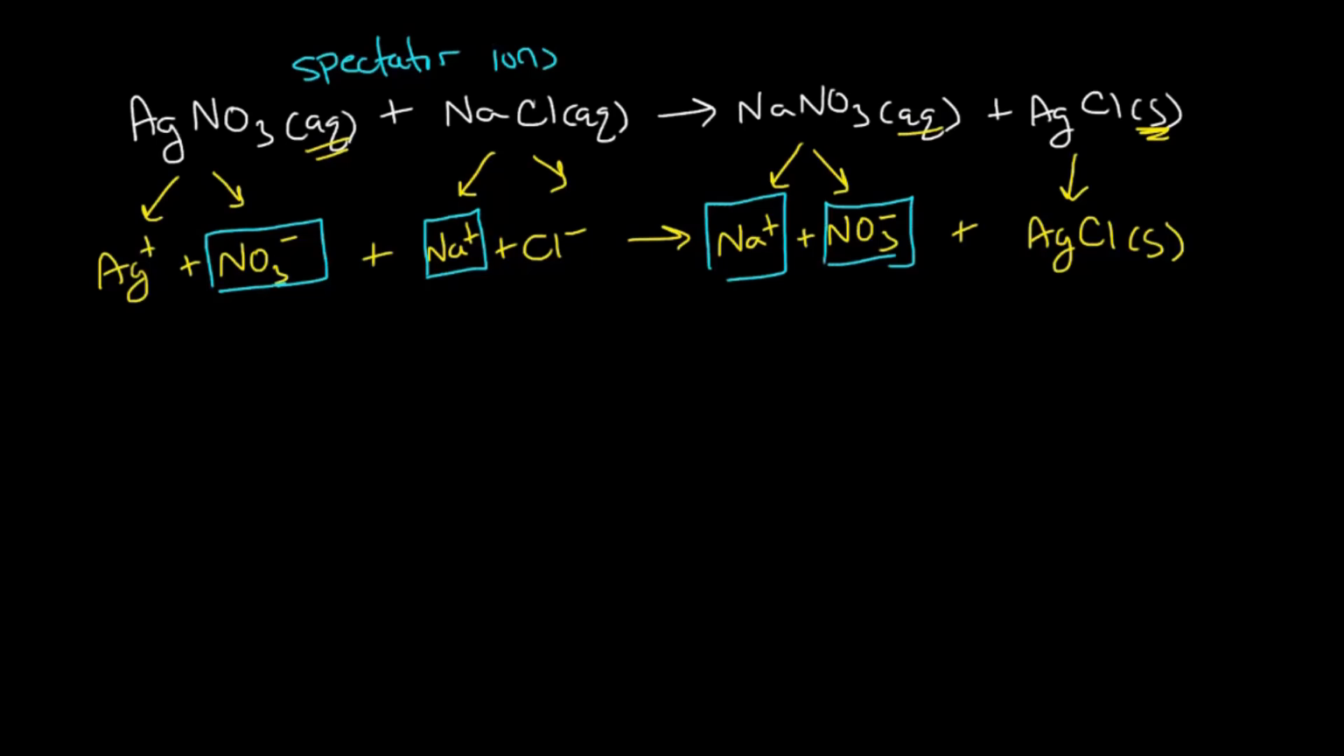Okay, silver and chloride, however, do not look the same on my reactant side and the product side. On the reactant side, they are present as a silver cation and a chloride anion. And on the product side, they're present as a solid silver chloride. So we can simplify this reaction where we eliminate spectators. The only chemistry that's happening that matters is between the silver cation and the chloride anion. And these combine together to make the silver chloride insoluble ionic compound.